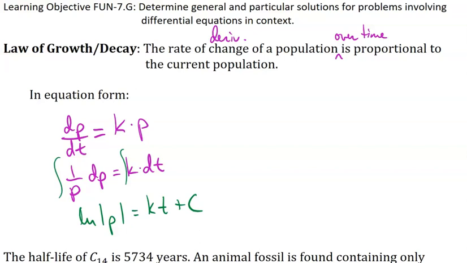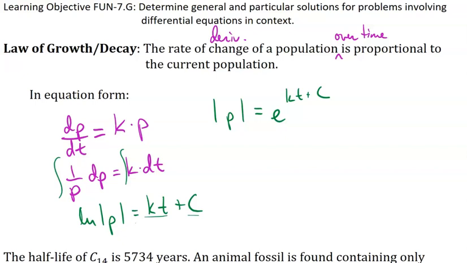Okay, so then let's solve this for P. I'm going to take the exponential of both sides. Here I have e to the natural log of absolute value of P, which really just gives me absolute value of P. And then I have e to the kt plus c. The whole thing has to go up into the exponent. I can't just distribute and say e to this plus e to this. That's not how exponents work.